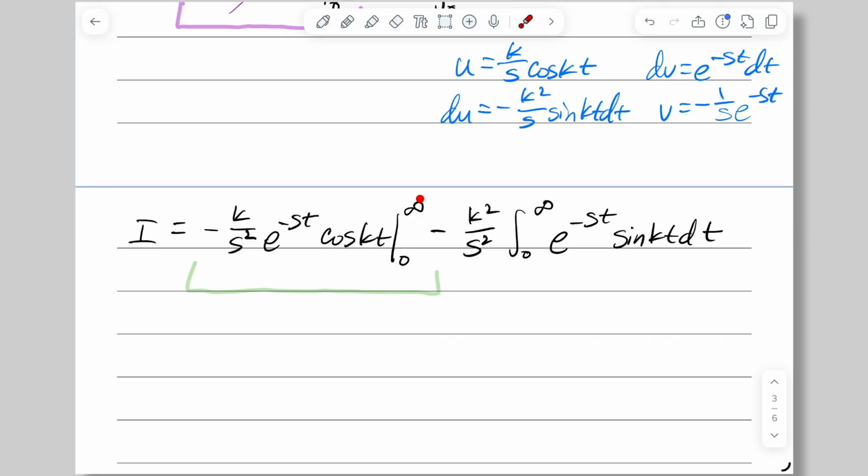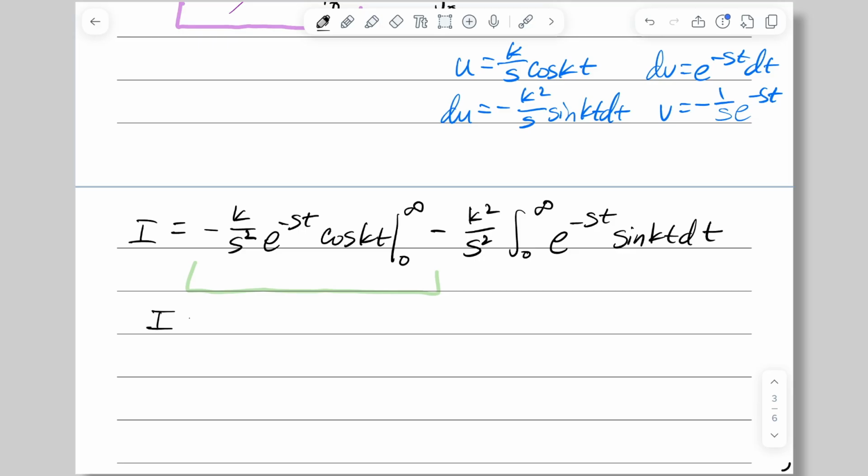As before, infinity in place of t, since this is e to the negative st, is going to give us a 0. The cosine function is between negative 1 and 1 after all. Substituting 0 in place of t, though, into the cosine of kt is going to give us a factor of 1. 0 into the exponent of e to the negative st is going to give us another factor of 1. We are subtracting the evaluation at the lower limit.